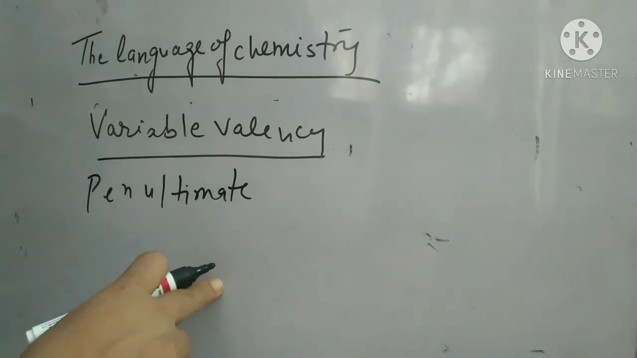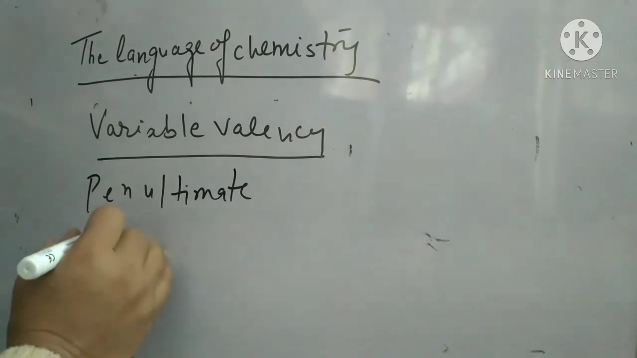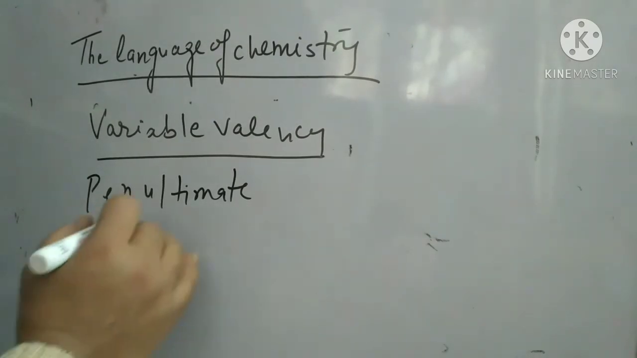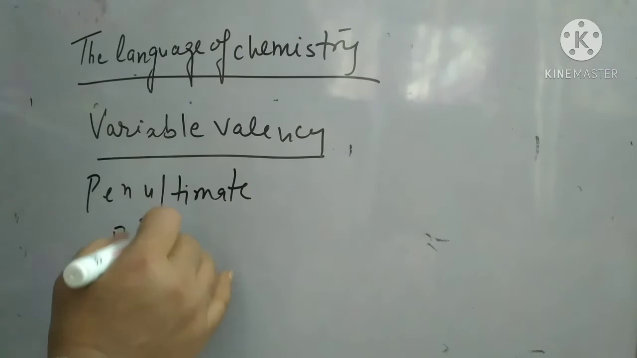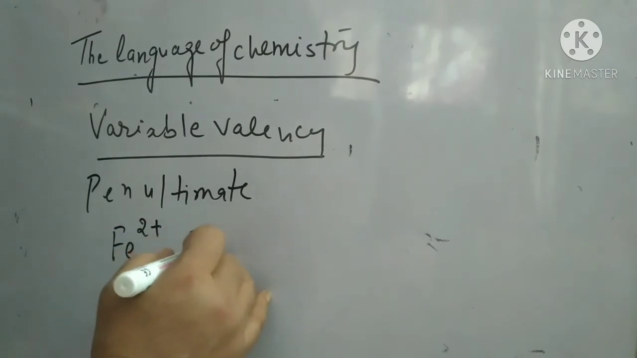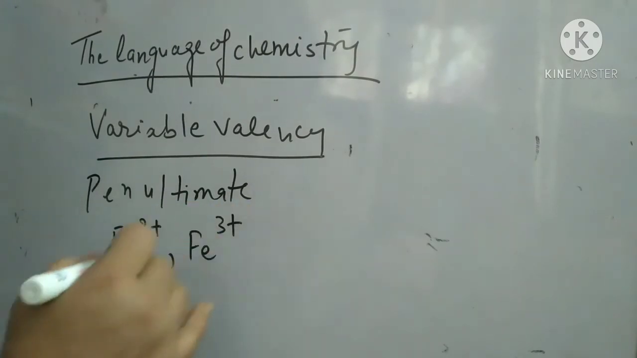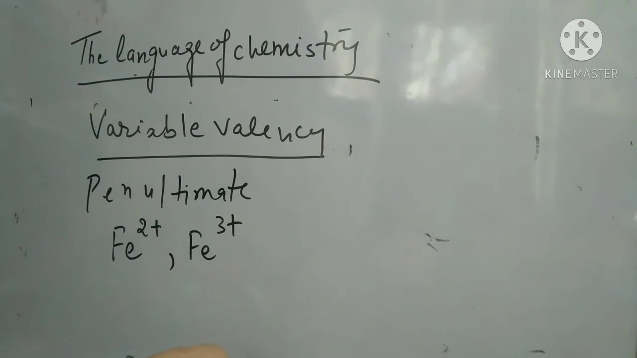For example, iron is having 2 valencies, iron Fe2 plus and Fe3 plus. In the similar way, copper is having 2 valencies, that is Cu1 plus and Cu2 plus.